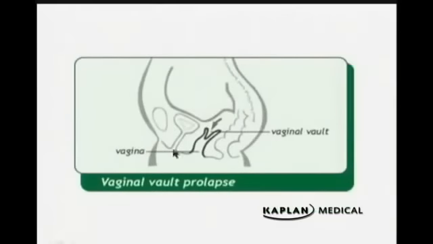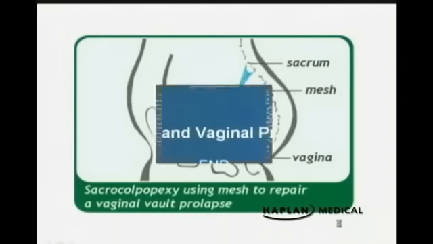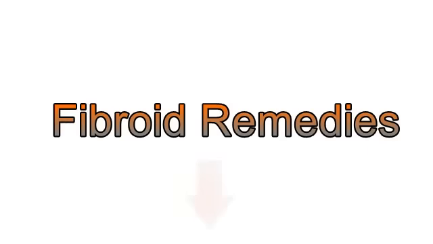If the uterus is removed previously and you have vaginal wall prolapse, this is what it would look like. And you can suspend the vagina to the sacrum with a sacrocolpopexy. Okay, and that is the end of uterine and vaginal prolapse.